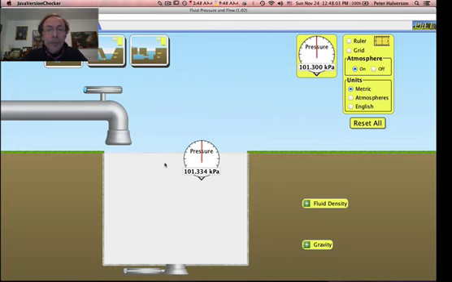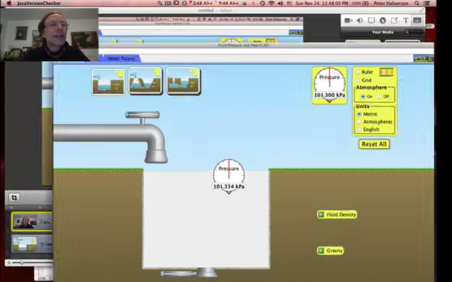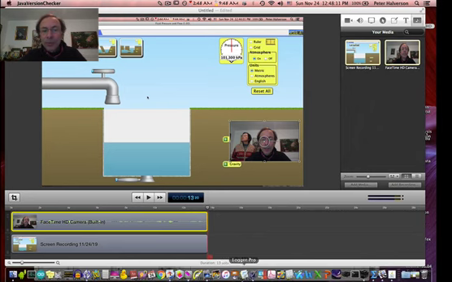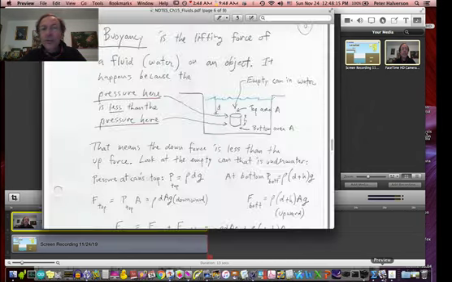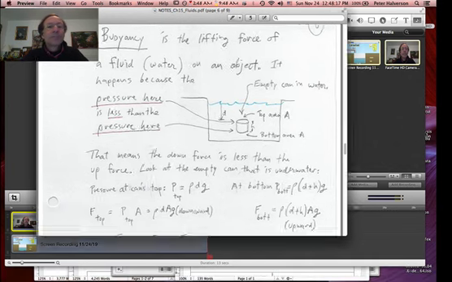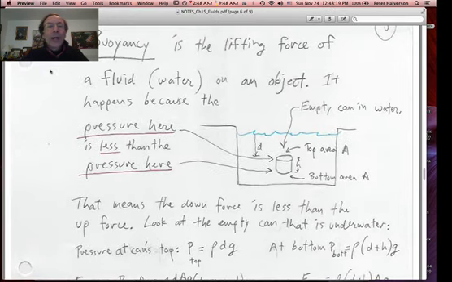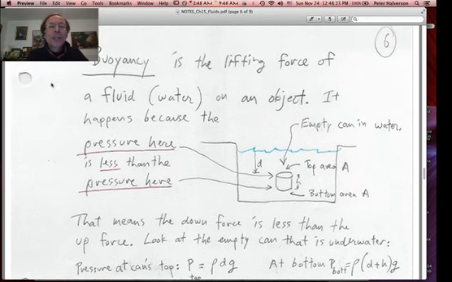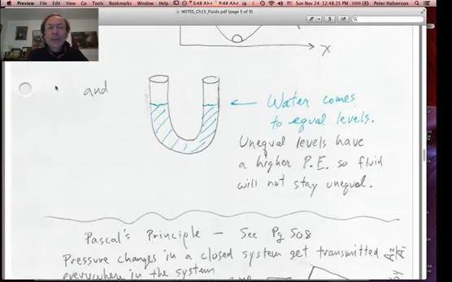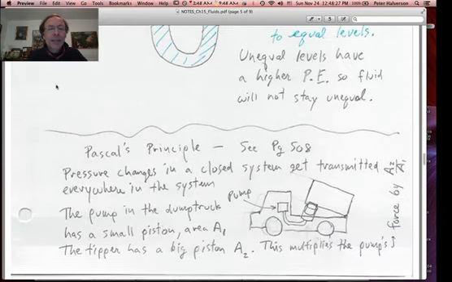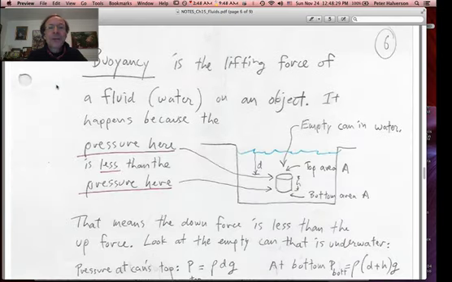Now I'm going to put this away and let's get into the notes. So here are the notes. This is where we left off last time, and this is where I'm going to begin this time.